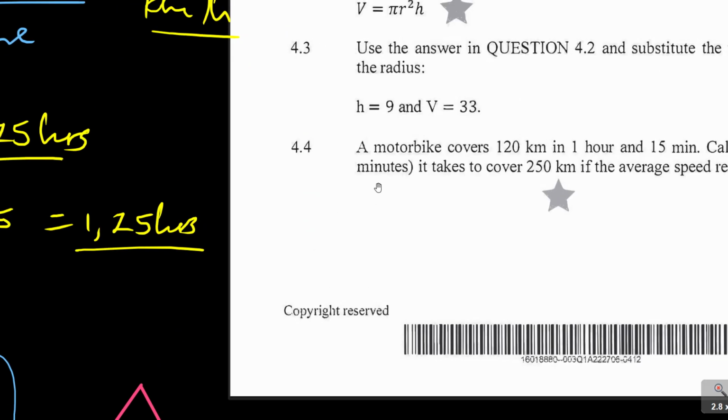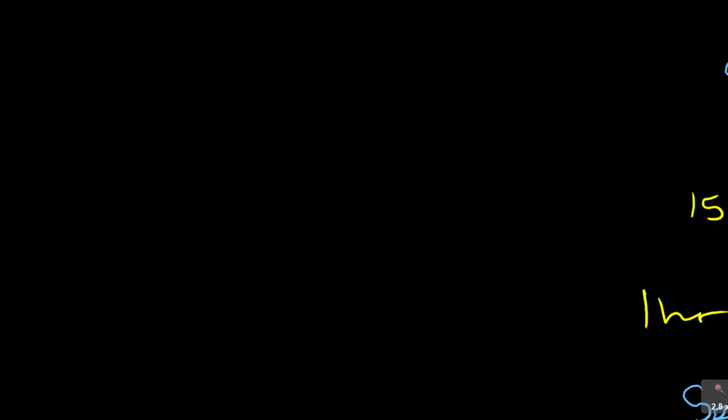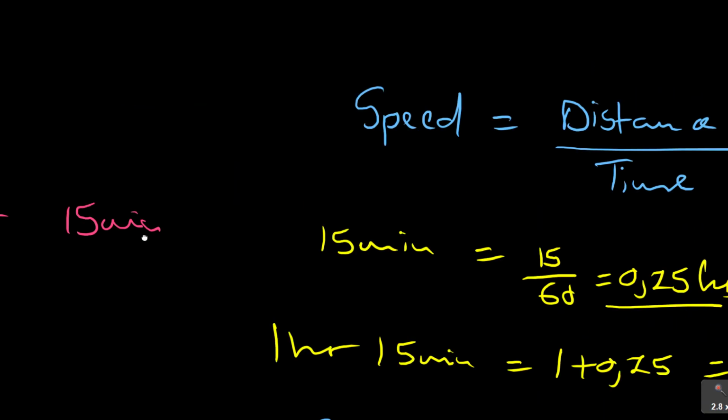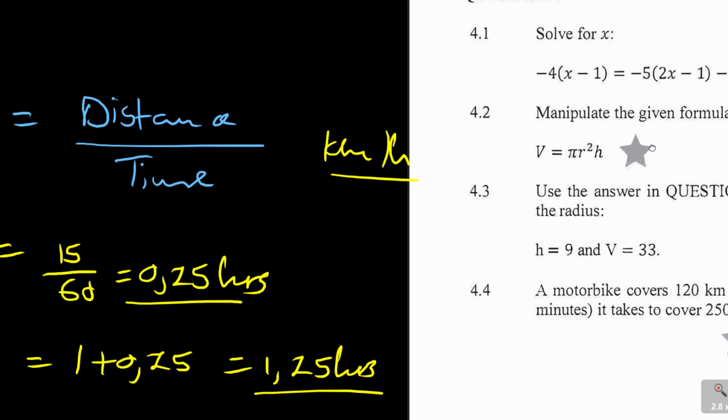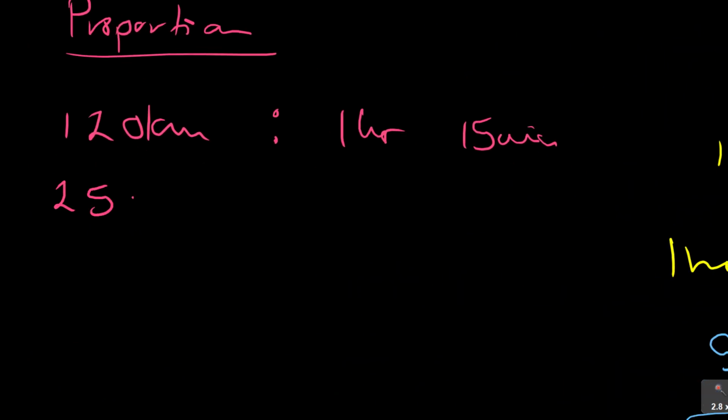Second option, same thing: a motorbike covers 120 kilometers in 1 hour 15 minutes. You can use what is called proportion. If I'm using proportion, they say 120 kilometers is to 1 hour 15 minutes. Am I right? Let's check again. 120 kilometers, yes. And then 250 kilometers is to X. We don't know the time. They ask us what time it will take.